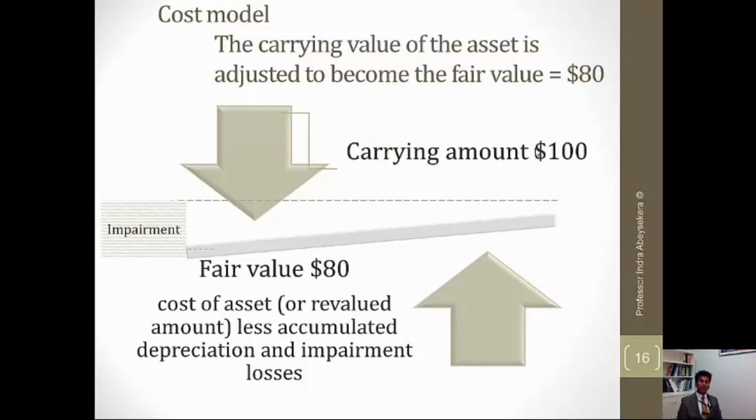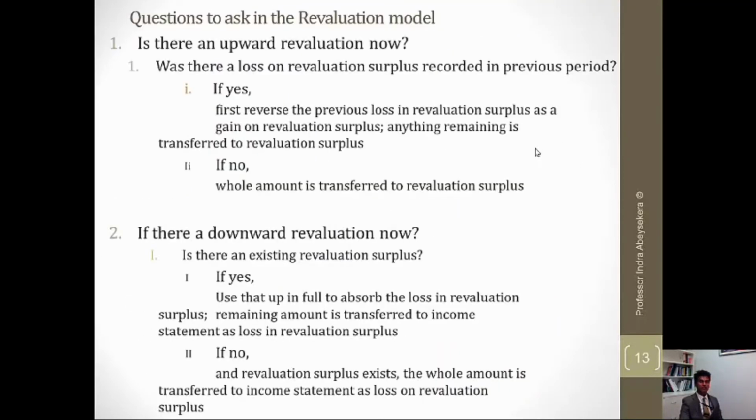So under the cost model, we can match with the market downwards only. Under the revaluation model, we can match with the market upwards and downwards, both ways. Downward, under the revaluation model, is not called impairment but loss on revaluation, and upwards is called revaluation surplus.